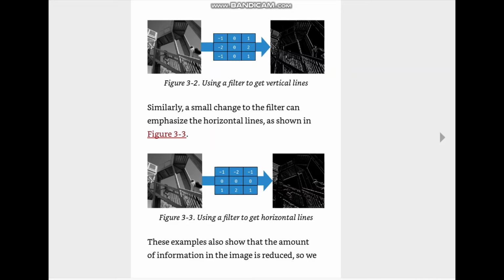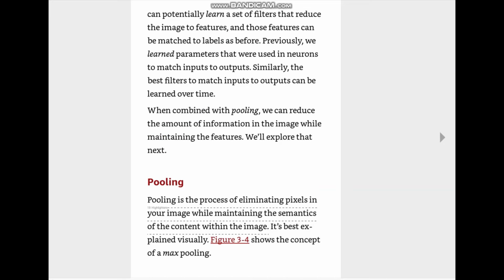So now similarly, a small change to the filter can emphasize the horizontal line. What we have just changed is, earlier the middle column was 0, but in figure 3.3 we can see that the middle row is zeros. These examples show that the amount of information in the image is reduced, so we can potentially learn a set of filters that reduce the image to features, and those features can be matched to labels as before.